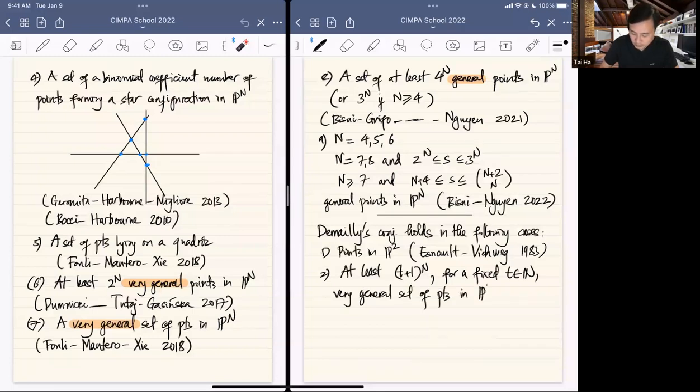In Pn, and once again, here you see the condition being a very general set of points, and this is the recent result of Malara, Schamberg, and Spahn in 2018, and it's slightly generalized by Chang and Zhou in 2020.